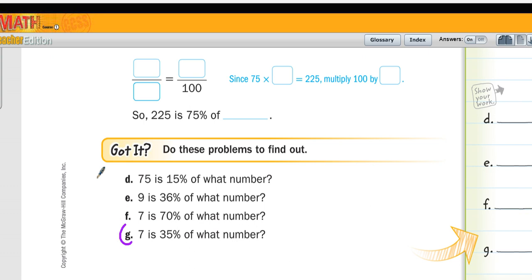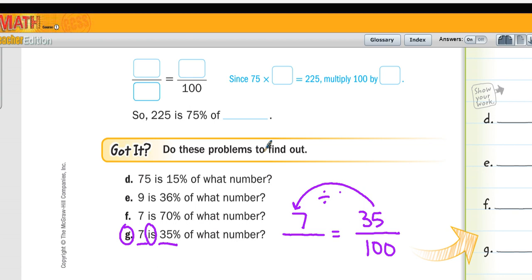And then letter G. So I have 35 out of 100. 7 is 35%. They're the same, so they have to be on the same line. I'm getting smaller, so it's division. So divide by 5, which I do the same to the bottom. Divide by 5, which gives me 20. So 7 is 35% of 20.